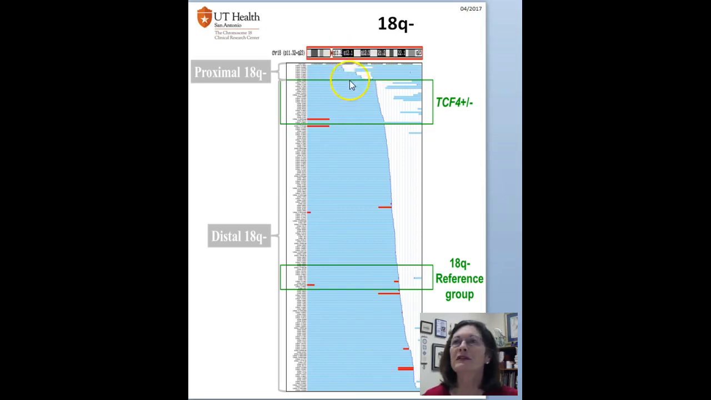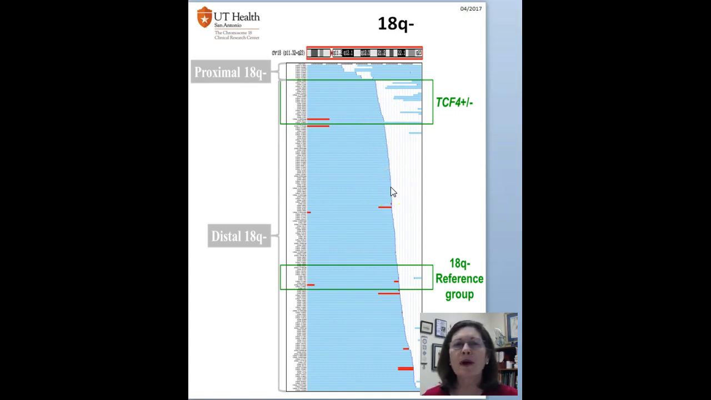One group with deletions in the upper part, the proximal part, proximal being closer to the centromere of 18q. So that's this group of people, and we call that proximal 18q minus. Everyone else who has a deletion including the bottom half of 18q, this is all distal 18q minus. And that's still a huge group, and you can see everybody's breakpoint is different along this image.